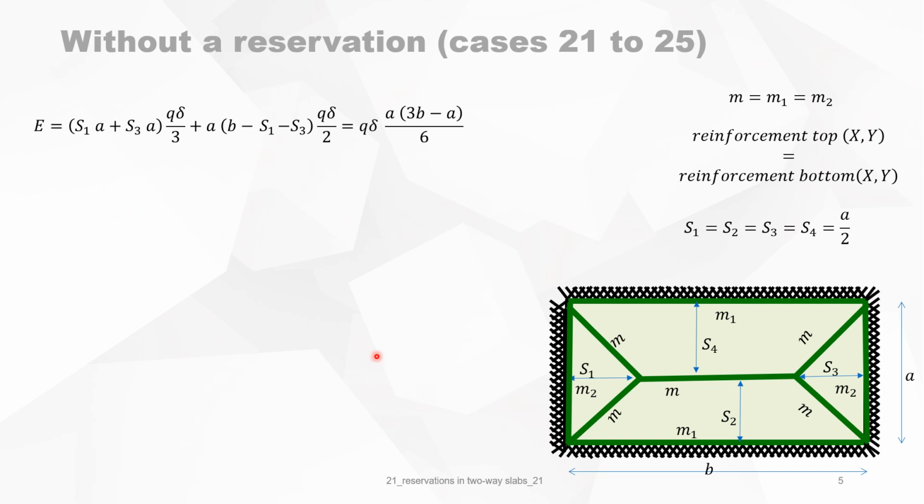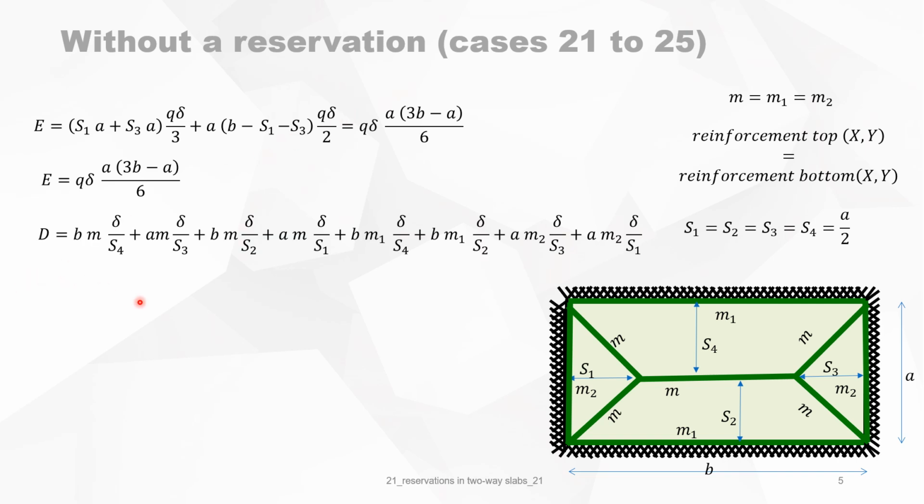We calculate now the work done by the external forces, which is the summation of all triangles, which is S1 times A and S3 times A, and the mean deflection is delta over 3. Then we look at the rectangular portion, which is from there to there, it's B minus S1 minus S3 multiplied by A, and the mean deflection is delta over 2. It gives you this amount.